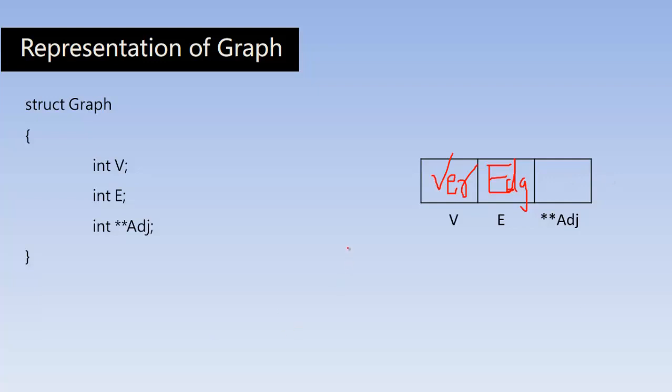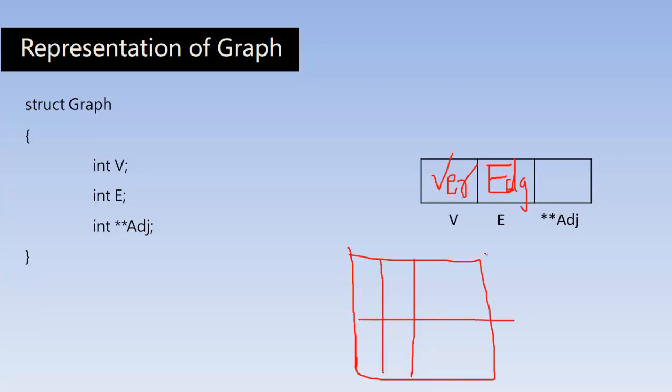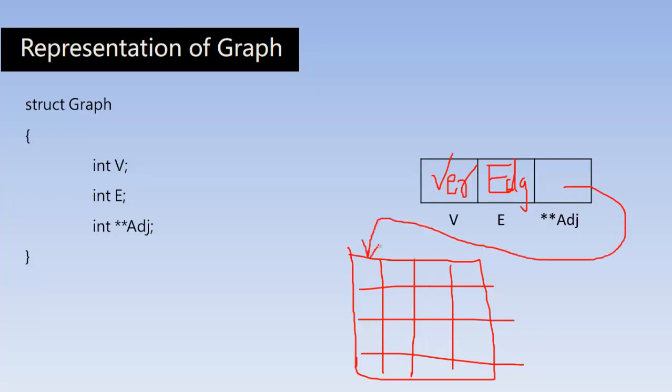So if I go and build a two-dimensional array like this, to access each individual cell in this matrix, with the help of the adjacency pointer, I'm going to point to each individual cell.